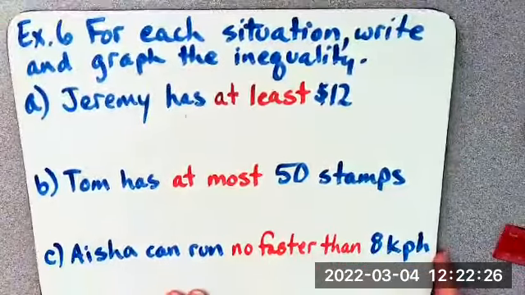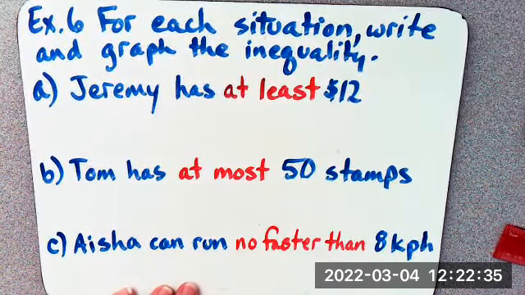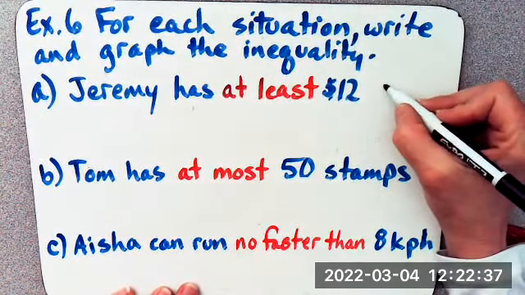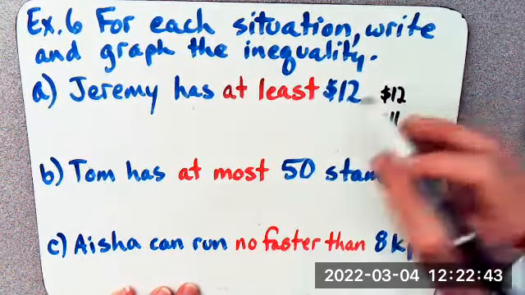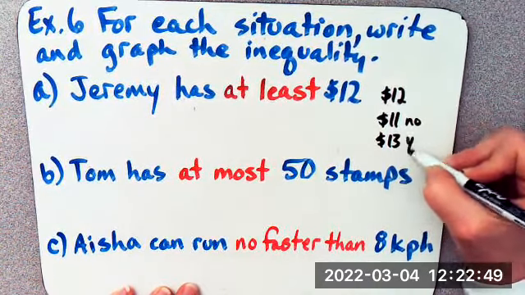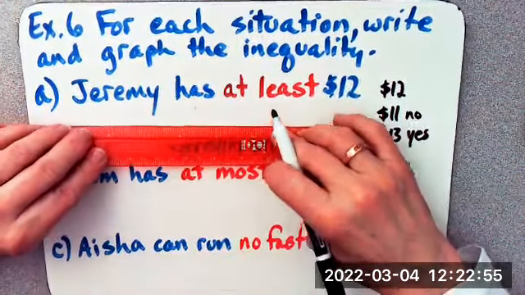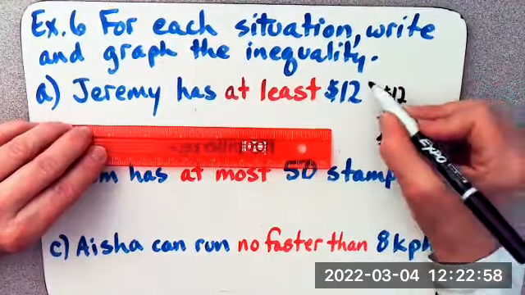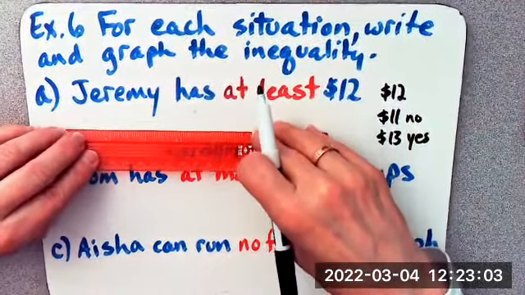All right, let's learn how to interpret some words. For each of these situations, we're going to make a graph. Jeremy has at least $12. So at least means he has $12. Can he have $11? Is that at least $12? No. Can he have $13? Yes. So at least means $12 or more. That's what at least means.